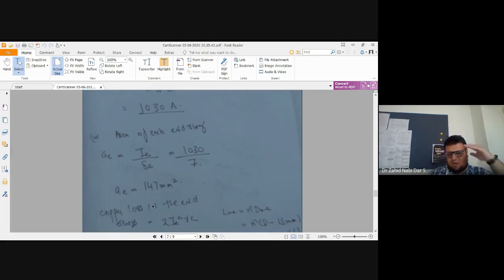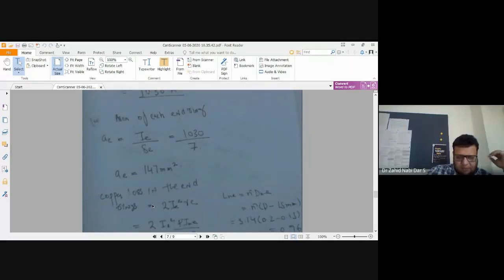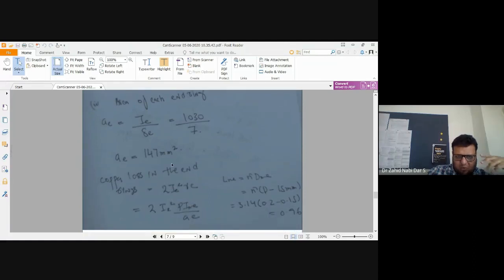Any doubts you are having? Yes, please. So the copper loss in the end rings: because you are having two end rings, it is twice I_E² R_E. I_E you have calculated. Now R_E is again ρ L_E / A_E. The length in an end ring, which is a circular cross section, will be given by your circumference. Your circumference is πD.